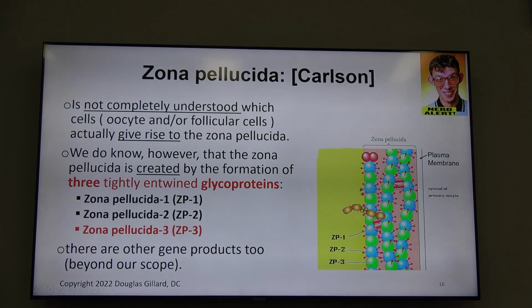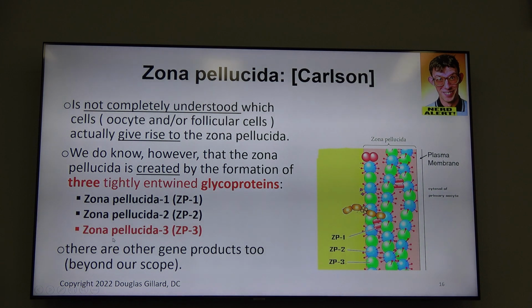That would be a nice question, wouldn't it? Since I write board style questions where there's only 4 answer choices, this would be a perfect question for me to write. Which one of the following is not a building block of the zona pellucida? I can see the question now. ZP1, 2, 3, or 4, or 8, or PZ. I can make some crazy stuff up. So make sure you know these.